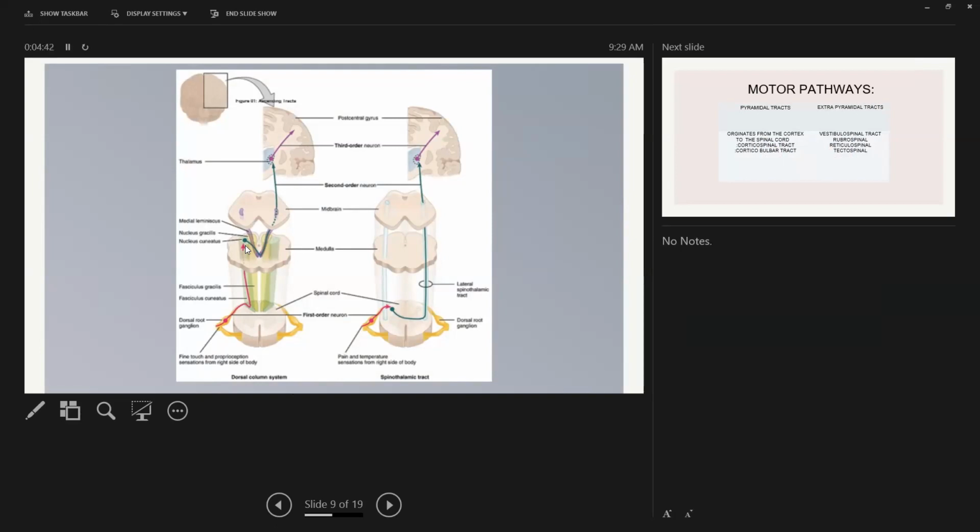The anterolateral tracts cross over in the spinal cord only, and then they follow the path in medulla, midbrain, and then to the postcentral gyrus.